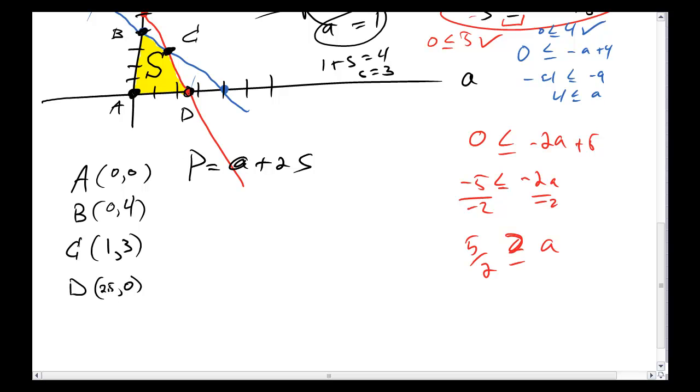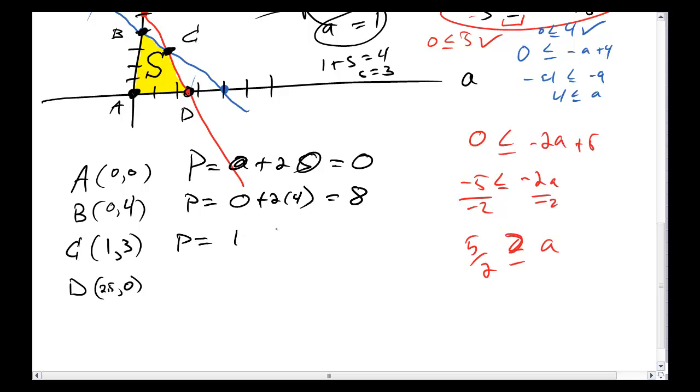If A is 0 and S is 0, I get out 0 for my profit. If she buys no dolls of any sort in her store, she's going to make no profit for that item, which makes sense. If I plug in 0 for A, plus 2 times 4, because I'm doing 4 of the Tickle Me Selgos, this gives me a profit of $8.